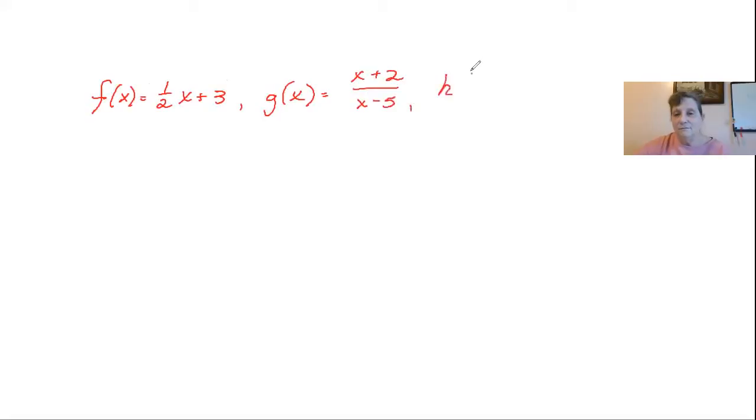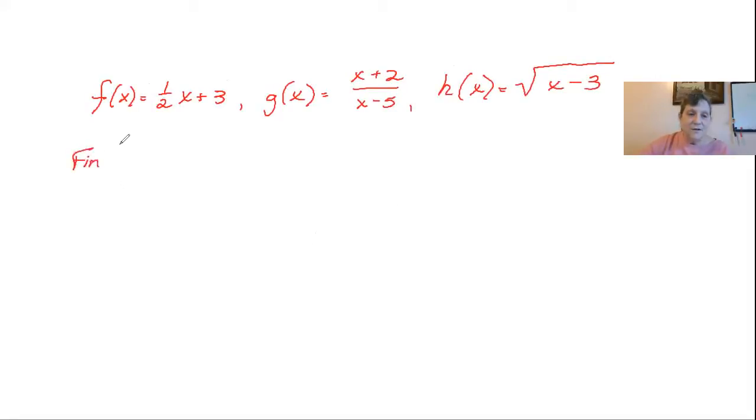One super advantage about function notation is that I can have multiple functions. I can say f of x equals 1/2 x plus 3. And I can't call them all f in the same problem, so I put g of x equals x plus 2 over x minus 5. h of x equals the square root of x minus 3.